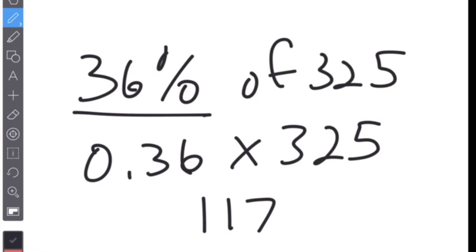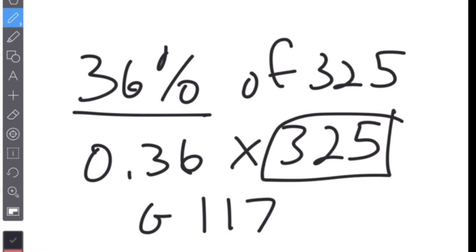If you wanted to figure out how many boys, all you would have to do is subtract 117 from 325, because that's how many girls there are, and you'll get 208 of the children are boys.